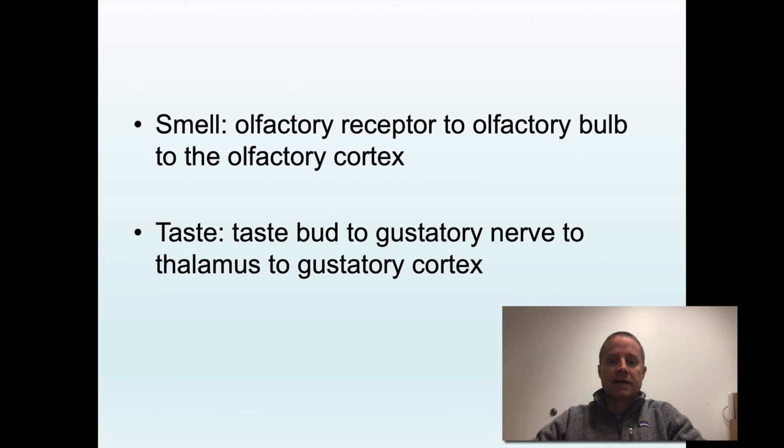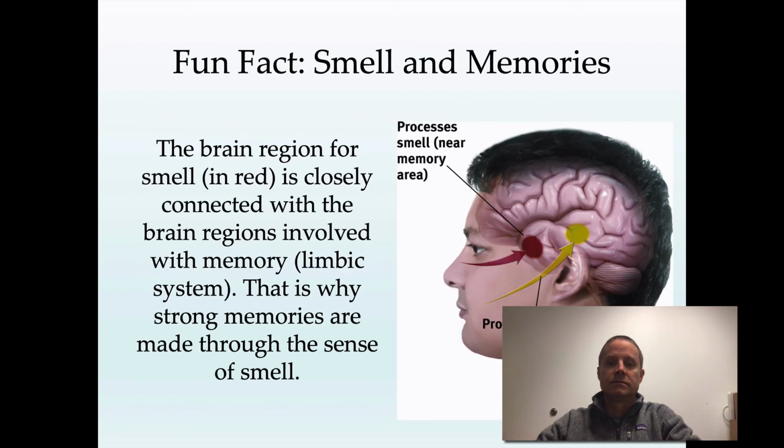So it goes to the olfactory cortex. The taste bud goes to the gustatory nerve, to the thalamus, to the gustatory cortex. So gustatory is about taste, olfactory is smell. So they are closely processed, close to each other. Memories together about smell and taste are very powerful, especially smell.